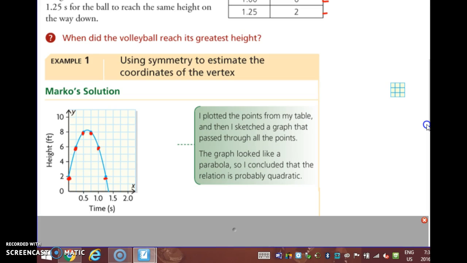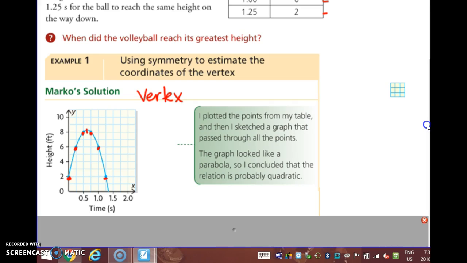So if you notice, we want to find this maximum height. And what that maximum height is called is the vertex. When the parabola is opening down, it has a maximum value, and if it's opening up, it has a minimum value. And the vertex is the maximum height of this parabola.